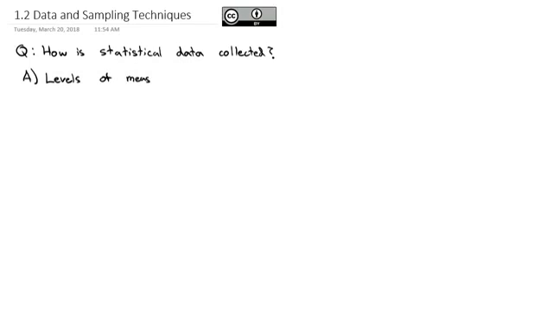Statistics is all about the interpretation of data. So we're going to take a look today at the question, how is statistical data collected? And first we have to really understand what we mean when we talk about data. Data can be measured on several different levels. So let's take a look at the levels of measurement.